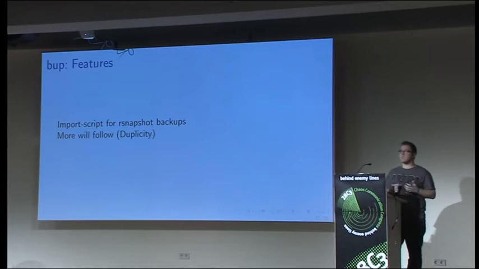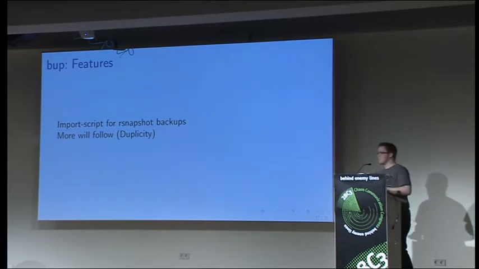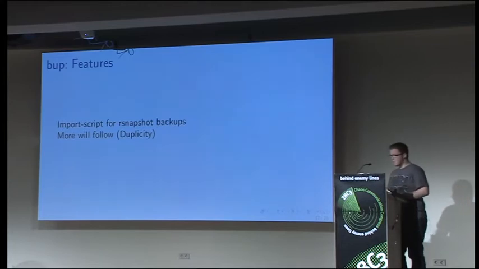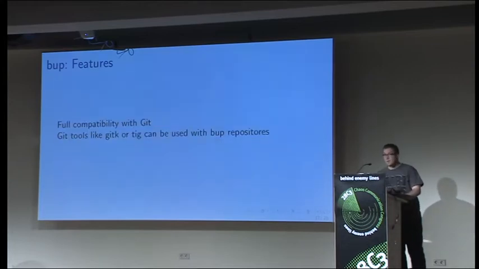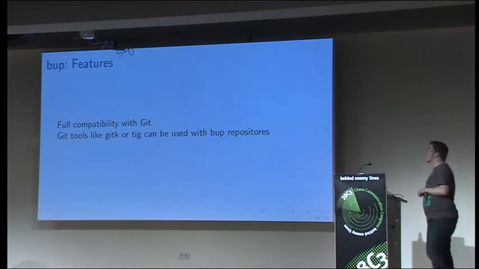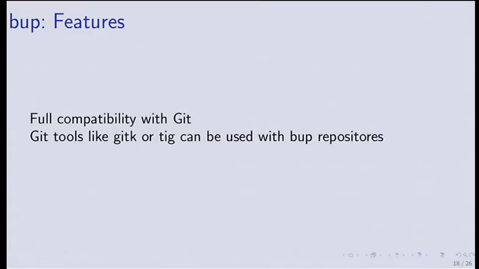I heard duplicity is pretty widely used too, so I think I'll write a duplicity importer. We are fully compatible with Git. You can use the Git binaries to access data in a bup backup. You can look at your backups with gitk, gitx, tig, you name it.